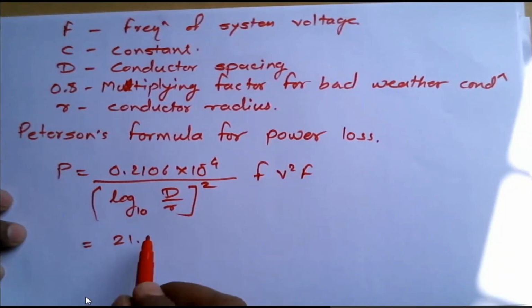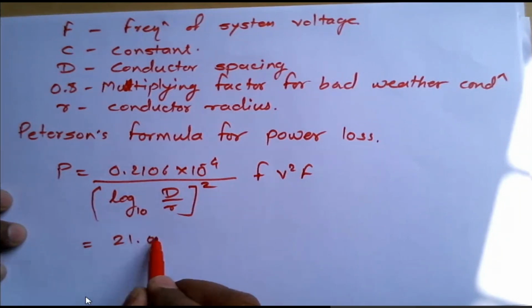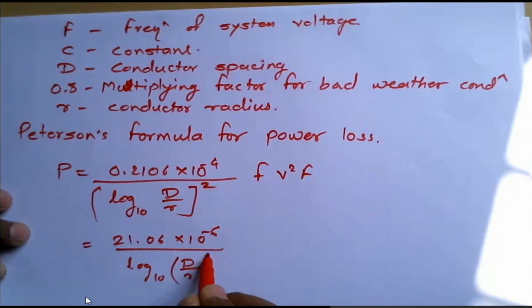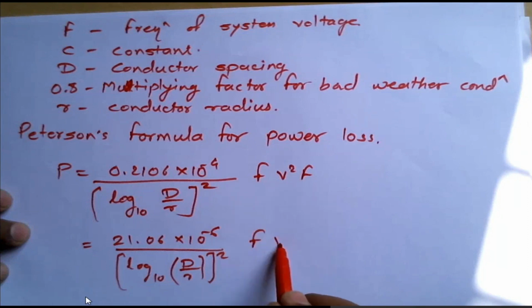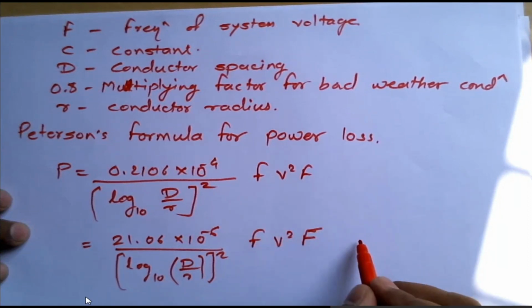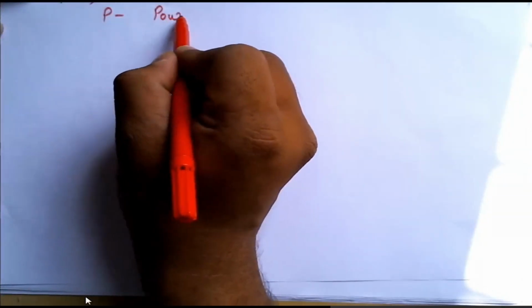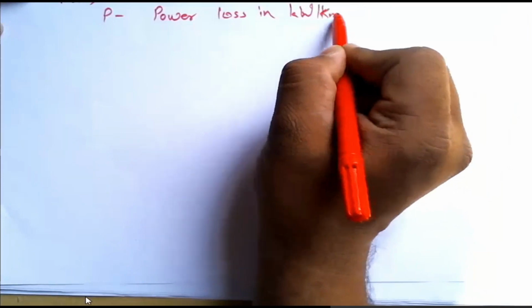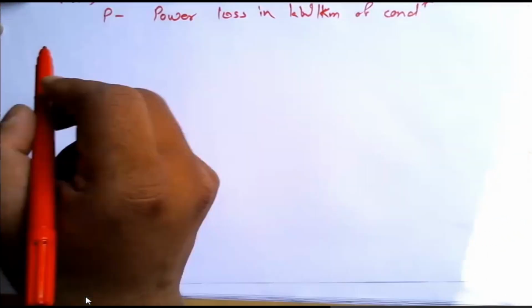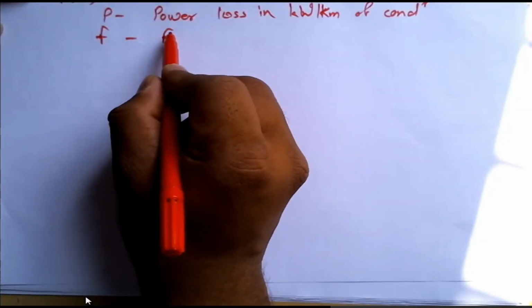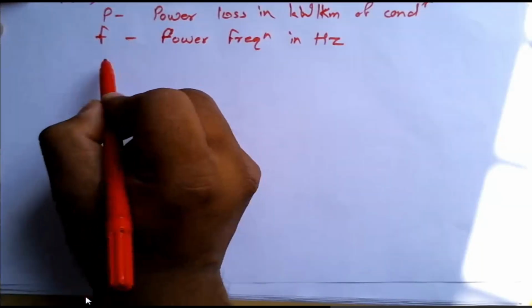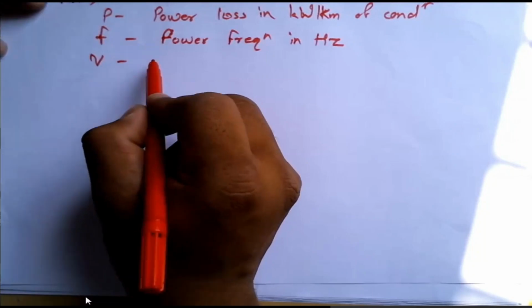Further, it can also be written with 21.06 into 10 raised to minus 6 instead of 0.2106, divided by log to the base 10 of D upon r whole square, into f, V square into capital F. This is small f and this one is capital F. It is in kilowatt per kilometer. Capital P is the power loss due to corona. Small f is the power frequency in hertz. V is the applied phase voltage in RMS.